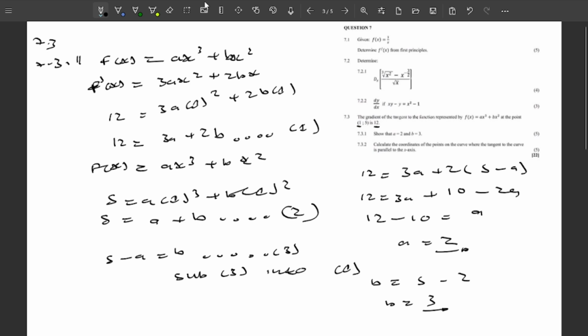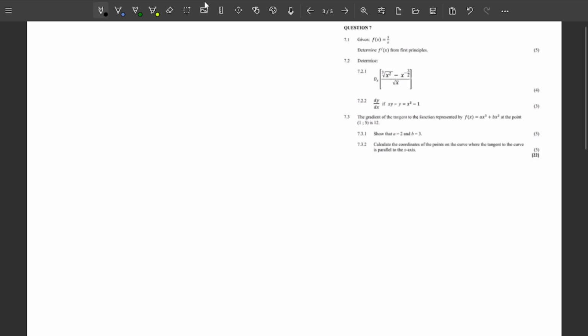You have to understand what they mean and understand that the first derivative is the gradient of the tangent. When you derive it twice, you're looking for the concavity of the cubic function. Good. Now let's look at the last one, which is 7.3.2.